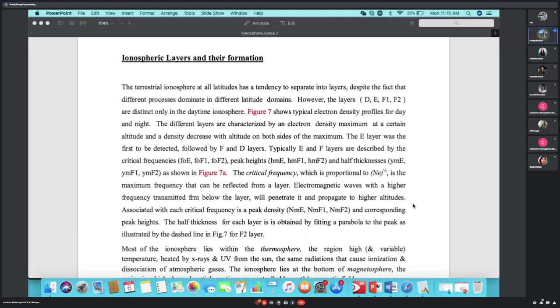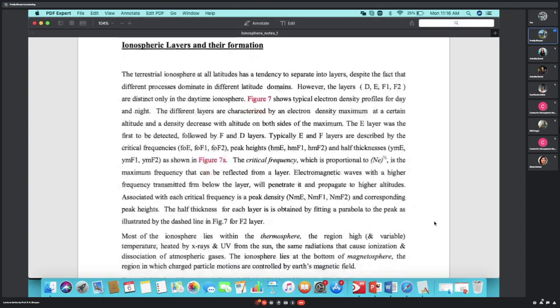So you have this NME, which means the maximum number of electrons in the E layer. NMF1 is the total number of electrons or ions, charged particles, in the F1 layer, and NMF2 for the F2 layer. And the half thickness is all.